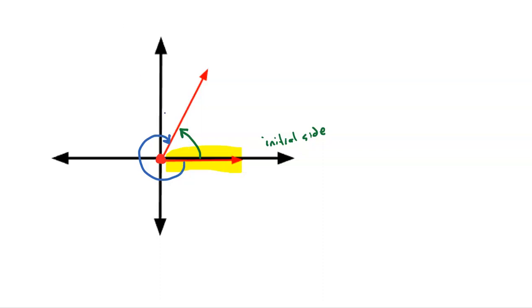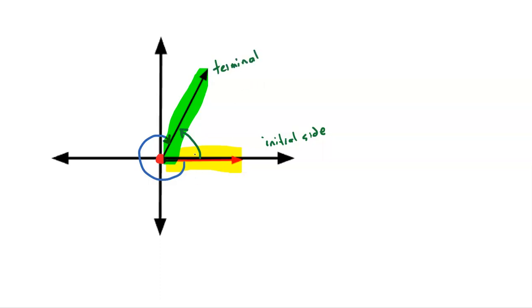Now, what I want you to notice is that the two angles I just drew, one in blue, one in green, have the same terminal side. The terminal side is the end of the ray, right? The initial side is the ray that starts on the positive x-axis. The ray that ends is the terminal side, and terminal means ends. So hopefully that makes sense as to why that's called the terminal side.